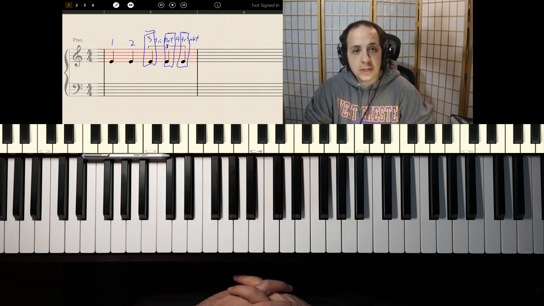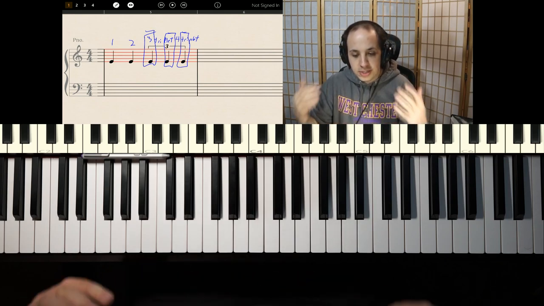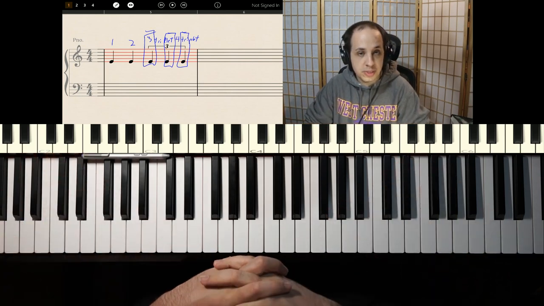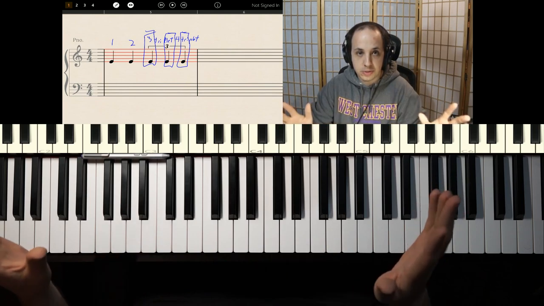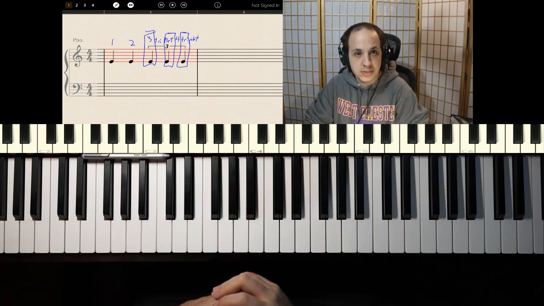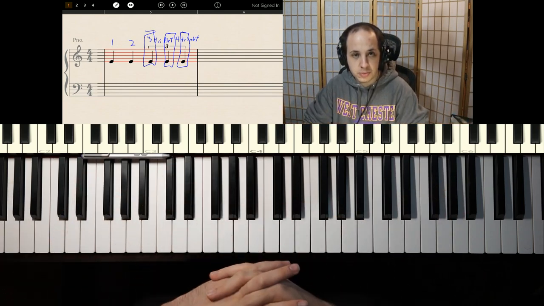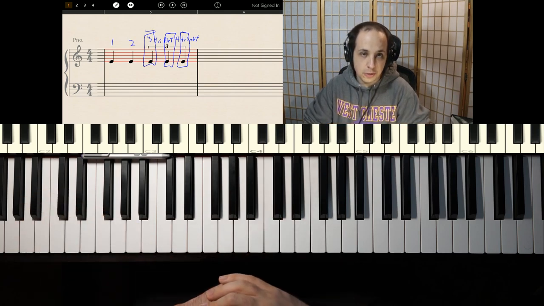So that concludes the lesson. We really just did how to count quarter note triplets today. We talked about how to break the notes up into three parts for the eighth note triplets, and then where in the eighth note triplets, when counting those, the quarter note triplets line up.